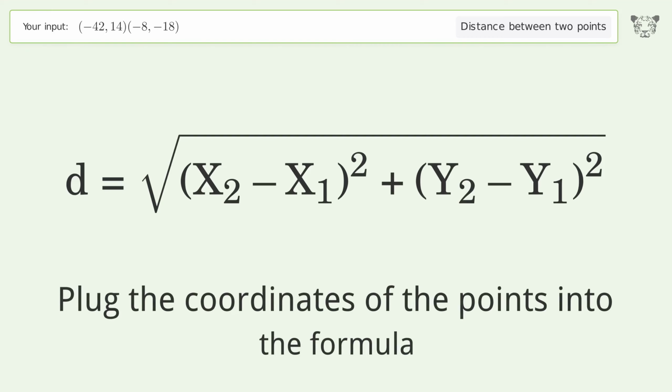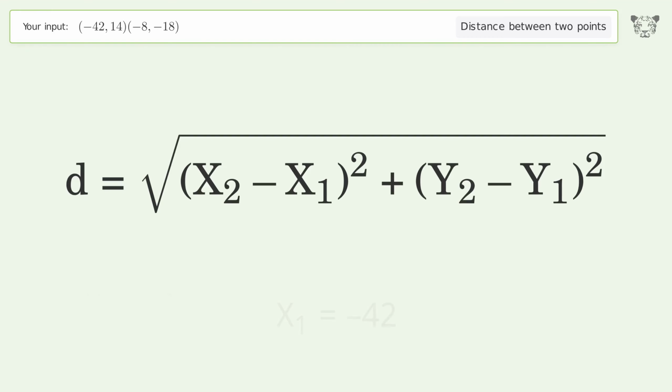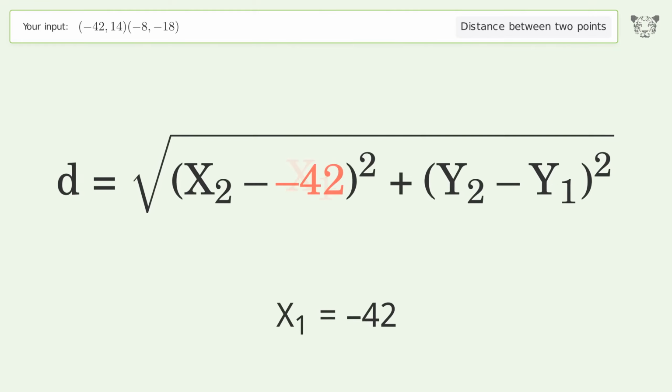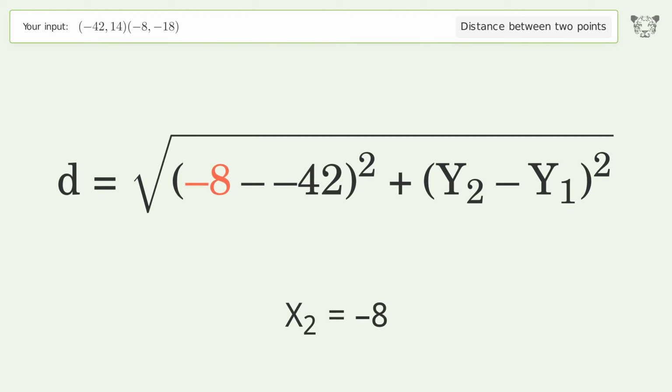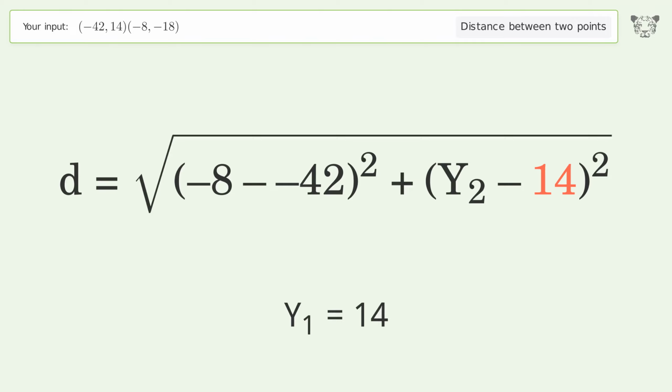Plug the coordinates of the points into the formula. x1 equals -42. x2 equals -8. y1 equals 14. y2 equals -18.